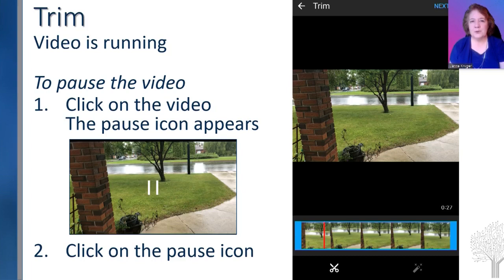As soon as you find the video, click on it and it immediately starts playing and gives you this screen. Now this is called the trim screen. That's the title at the top. The back arrow at the top is indicating if this is the wrong video and you want to go back and start over, then click on that left arrow and then you can go choose another one, which is really nice. This is called the trim screen.